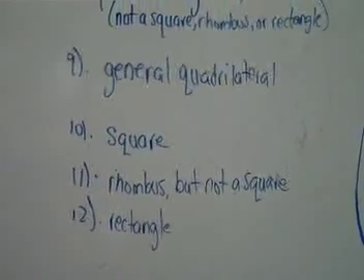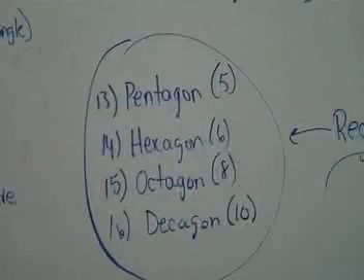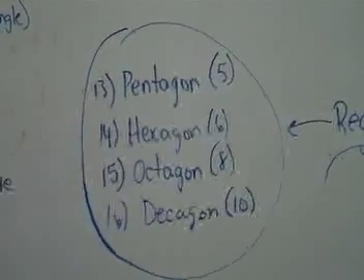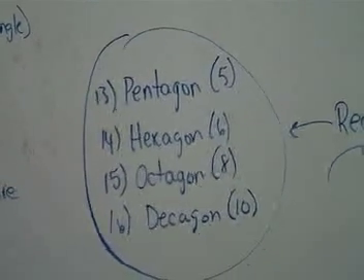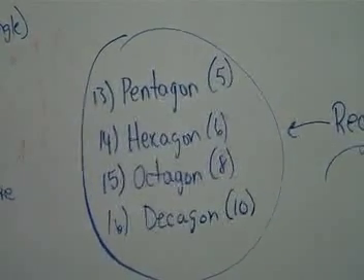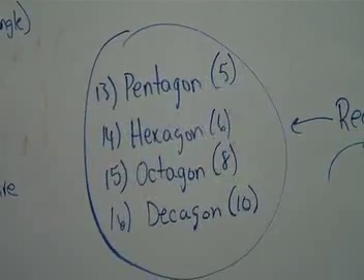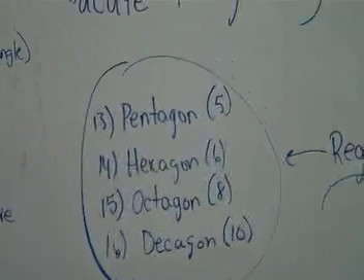12 is rectangle. Then the last 4 are regular polygons, which means I would like them to be as close to equal as possible. Regular, that's what regular means. With pentagon, 5-sided figure. Hexagon is a 6-sided figure. Octagon is an 8-sided figure, and decagon is a 10-sided figure. That should clear things up.